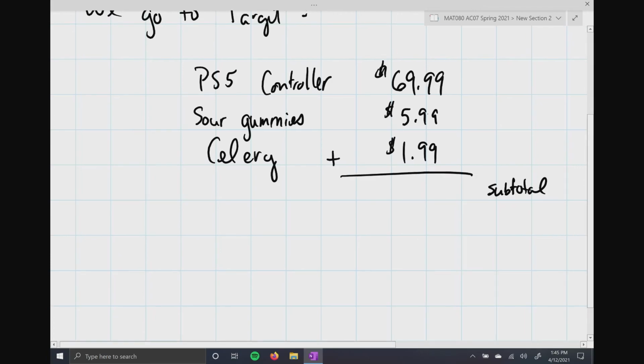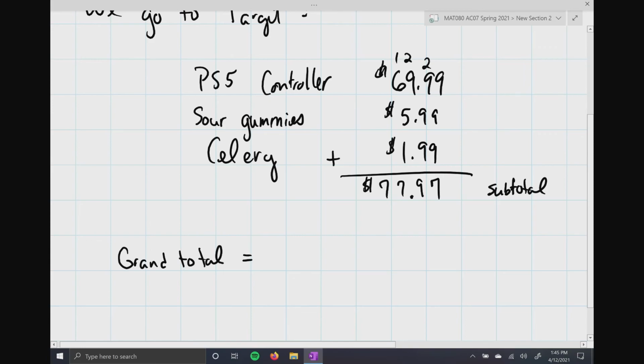So 9 plus 9 plus 9 is 27. Carry the 2. 9 plus 9 plus 9 again is 27, plus 2 more is 29. Carry the 2. 9 plus 5 plus 1 plus 2 is 17. Carry the 1. So our subtotal is $77.97.